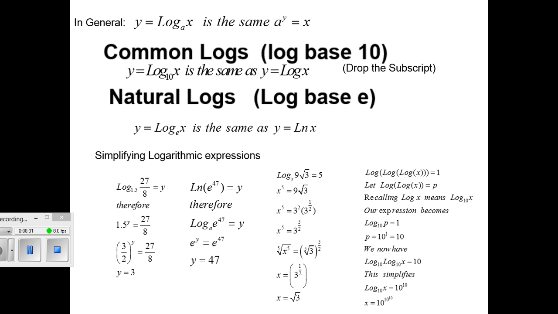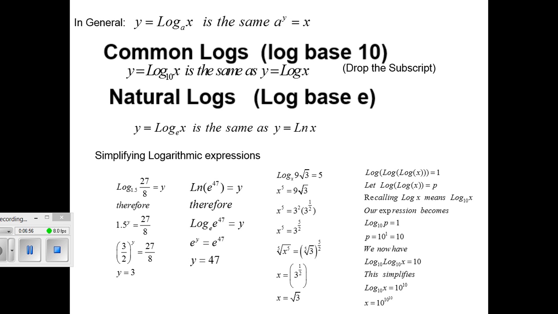What about this expression? The natural log of e to the 47th is y. Well, again, the natural log is the log base e of e to the 47th. And what does this translate into? This says e to the y is equal to e to the 47th, which is, of course, saying y equals 47.